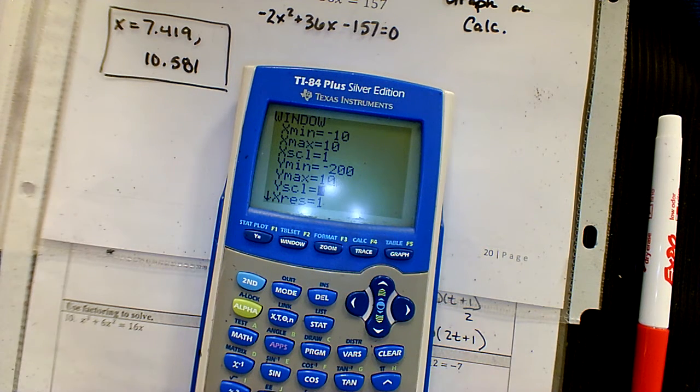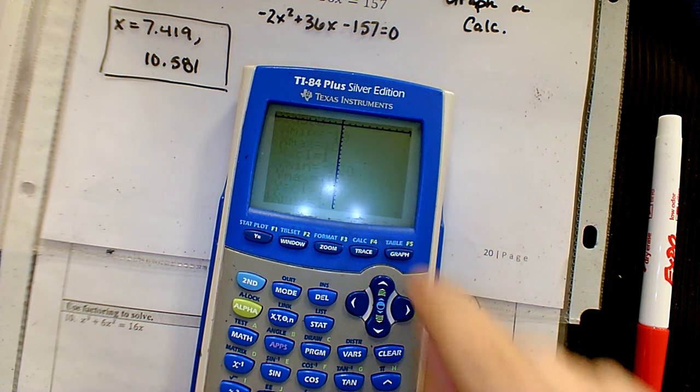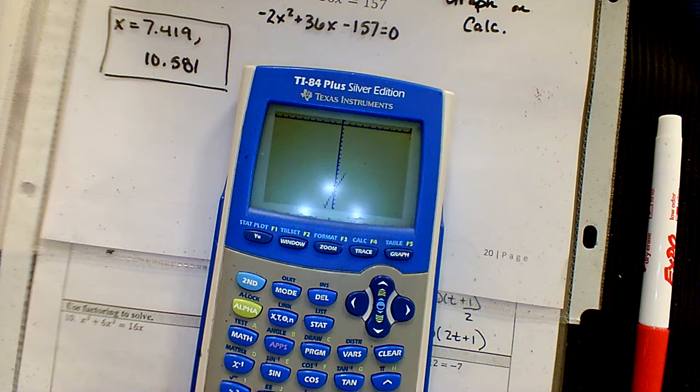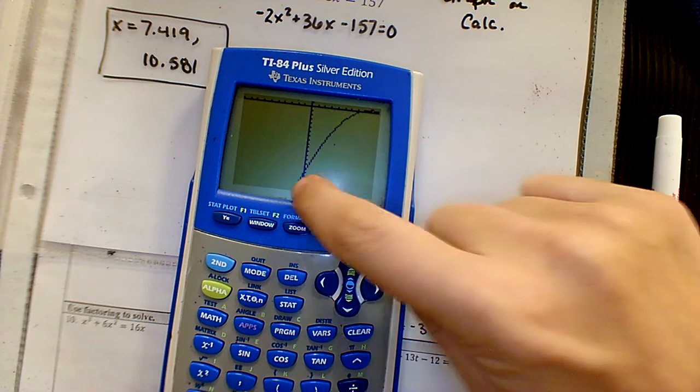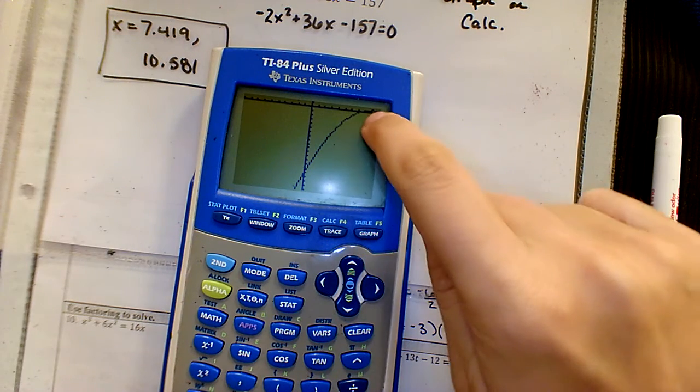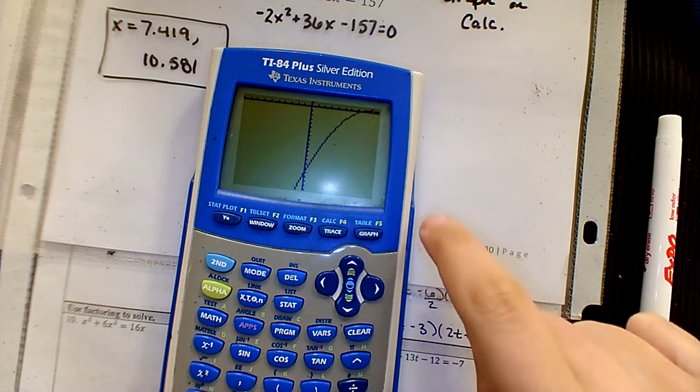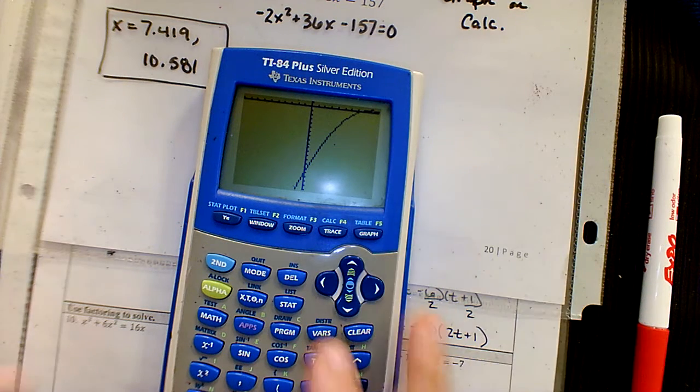Okay, negative 200 to 10, what do you want to count by? Tens? Okay, we can do that. Let's see how good this window is. Ooh, okay, so we might have to do some maneuvering. So we have the left-hand side, and then it's probably going to come back down over here. So we're going to have to change our window.